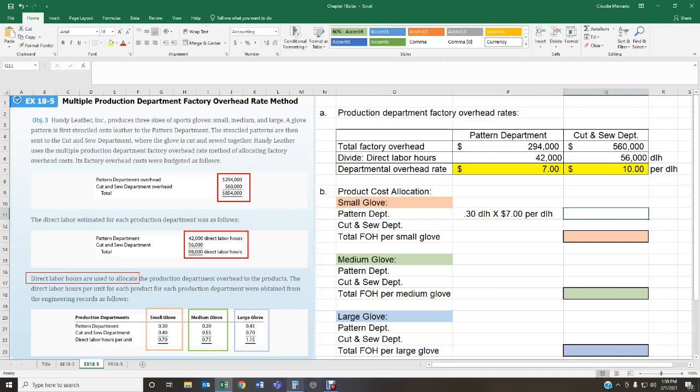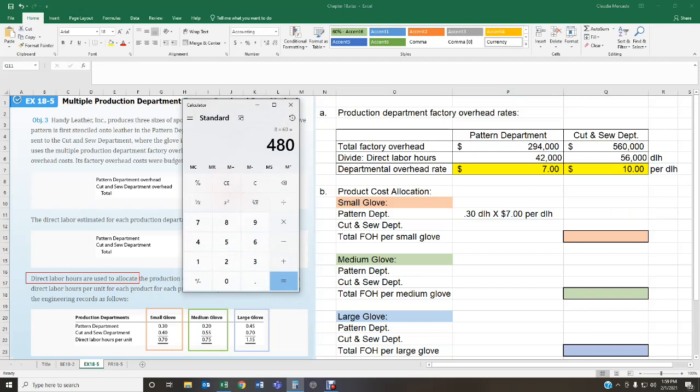Okay, and let's see what that gives us. So I'm getting the time it takes me to manufacture a small glove in the pattern department, which is 0.30, times my pattern department overhead rate of $7, which we calculated in requirement A. So it was 0.30 times 7, which is $2.10.